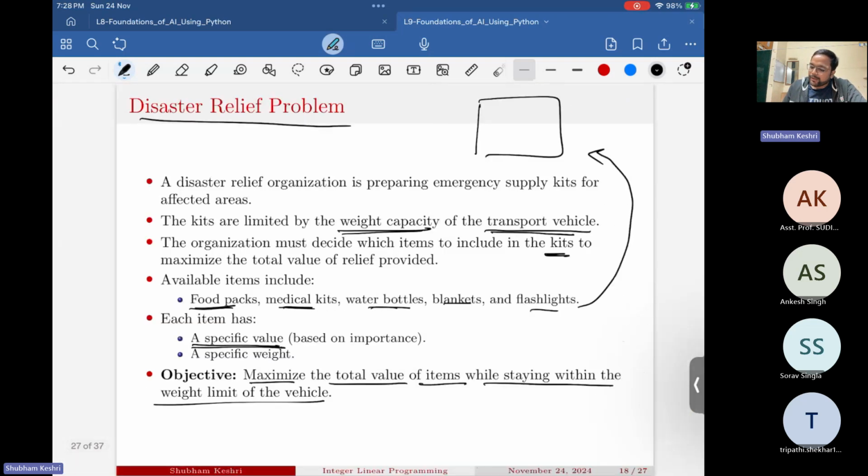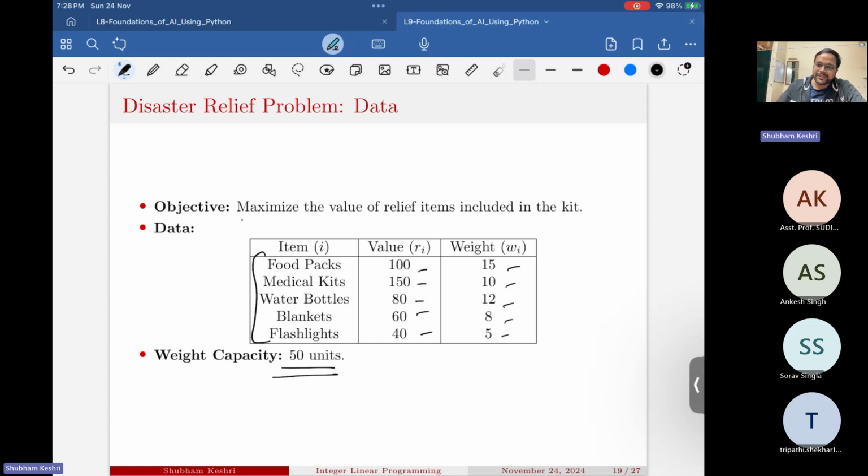So can you identify what will be a decision variable for this problem? What can be a decision variable for this? Number of these food packs or medical kits, water bottle. That number means X, Y. Medical kits. X means 5 variables. So A, B, C, D, E.